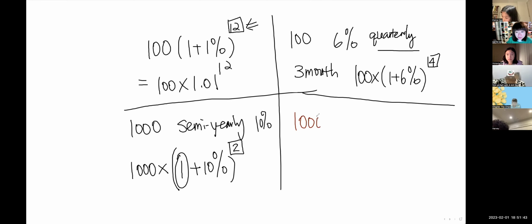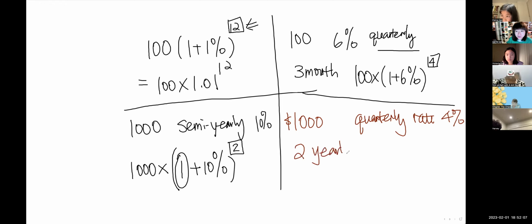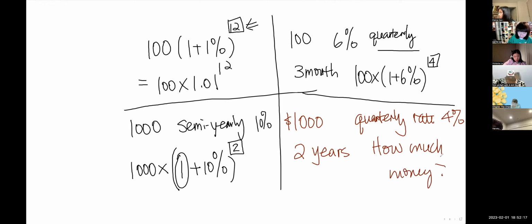Okay, so now everybody, I'm going to give you this one. I have $1,000. You don't have to calculate, you only give me the equation. I have $1,000 and I'm going to compound it. I'm going to give you the quarterly rate, 4%. And I want to ask you, 2 years later, how much money am I going to get? Okay, everybody, think about it.